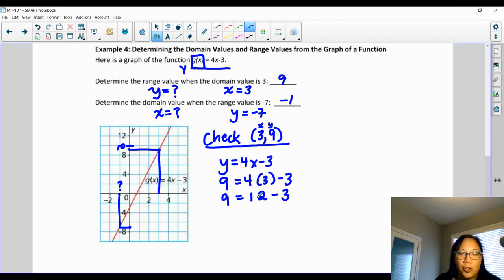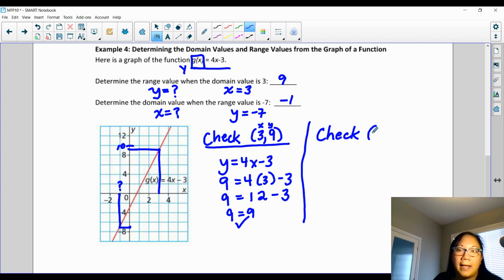So 4 times 3 is 12. 12 minus 3 is 9. So I indeed do get that 9 equals 9. Now you might say, well, why do I need to check? It was pretty obvious what my answer was from looking at the graph. I suppose the reason is that we did have to do a little bit of estimating when we were looking at our graph. We were assuming, for example, that parts of the graph were exactly halfway in between some indicated scales. So we do have to be a little bit careful there.